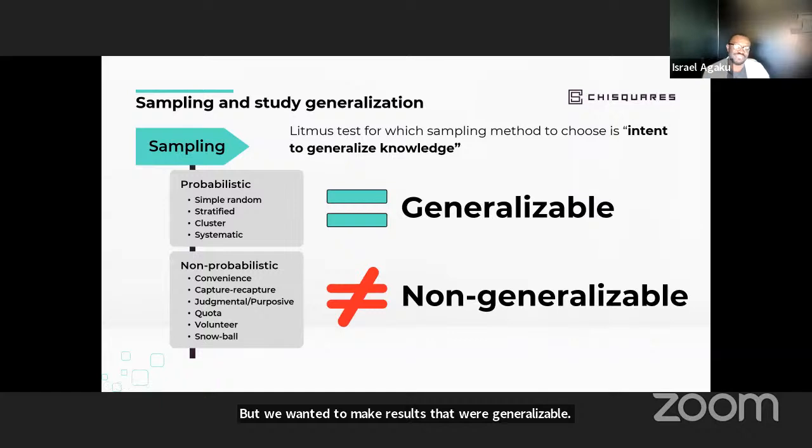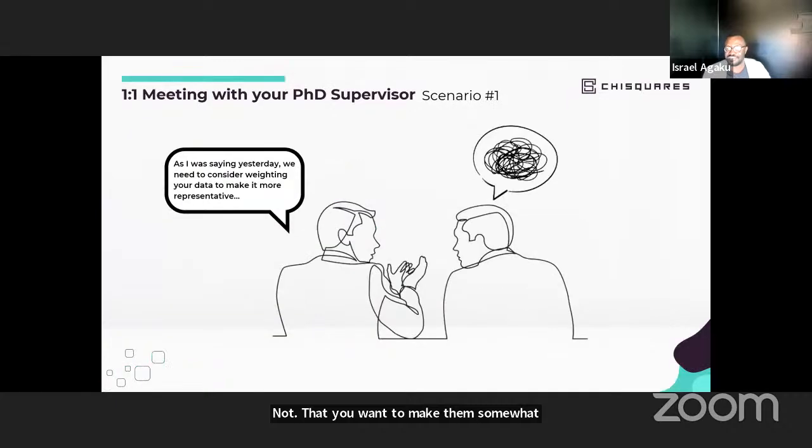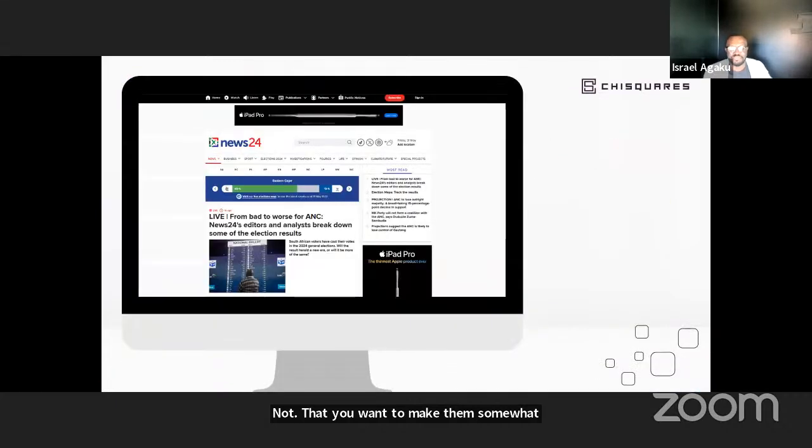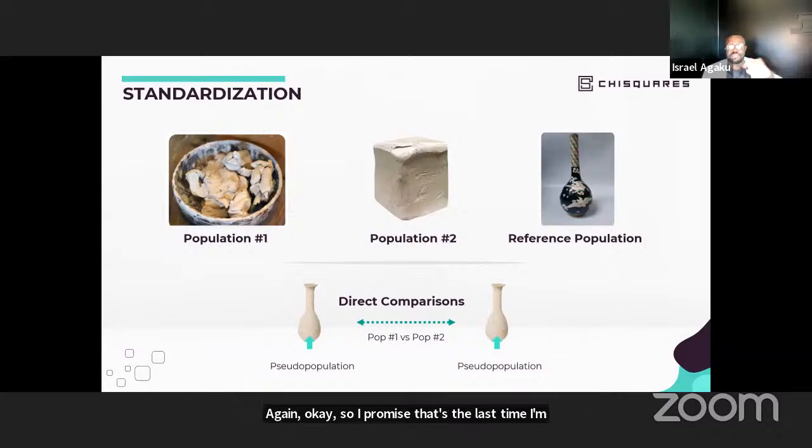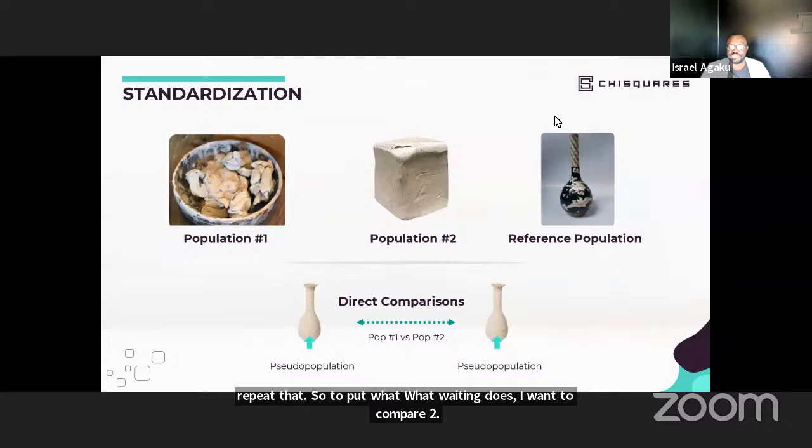That's why I keep repeating myself like a broken bell, because that is the crux of the whole lecture. The whole lecture is, when do we use calibration weight? We use calibration weight when somehow your results are non-probability, but you want to make them somewhat generalizable, at least to some extent. I promise that's the last time I'm going to repeat that. So to put what weighting does, I want to compare two constructs in epidemiology that are very similar.